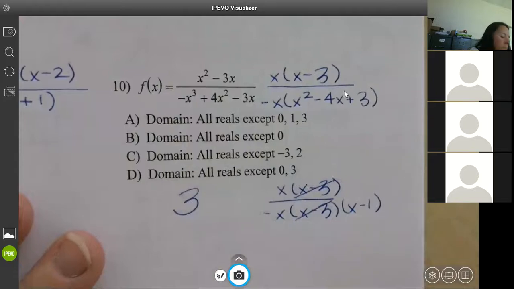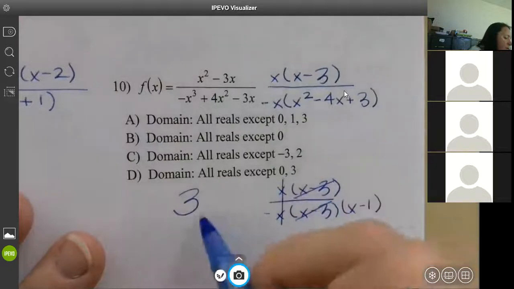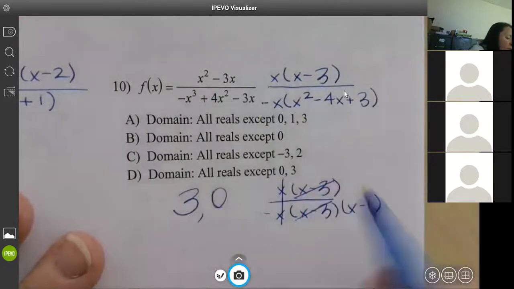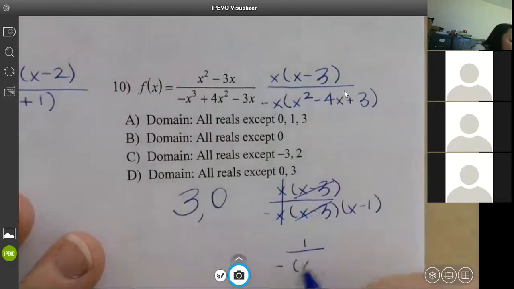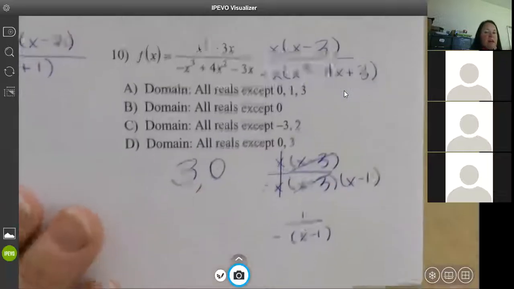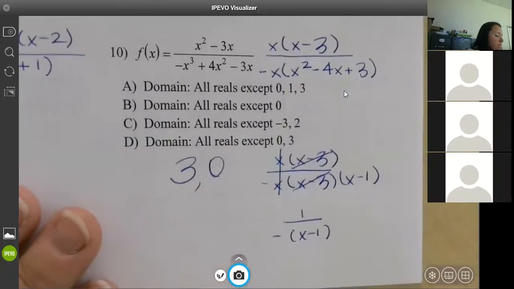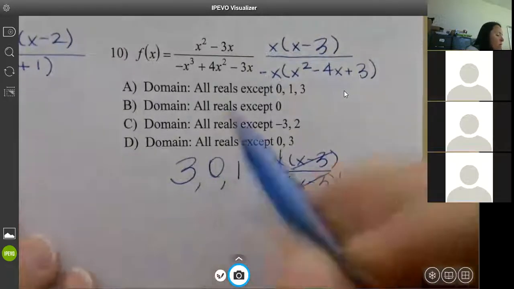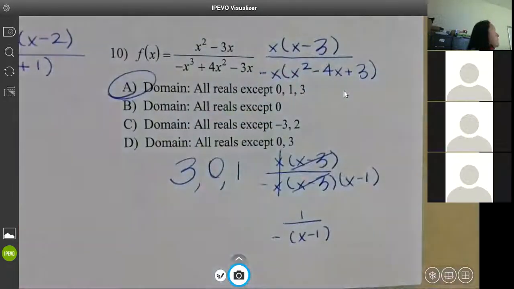Anything else I can mark out? The x's, which makes a hole at 0. So what I have left is 1 over negative x minus 1. Do I have anything crazy in there? Not a hole but a vertical asymptote at 1. So your answer for 10 would be A. So it's the same thing that you've been doing. Is everybody good?